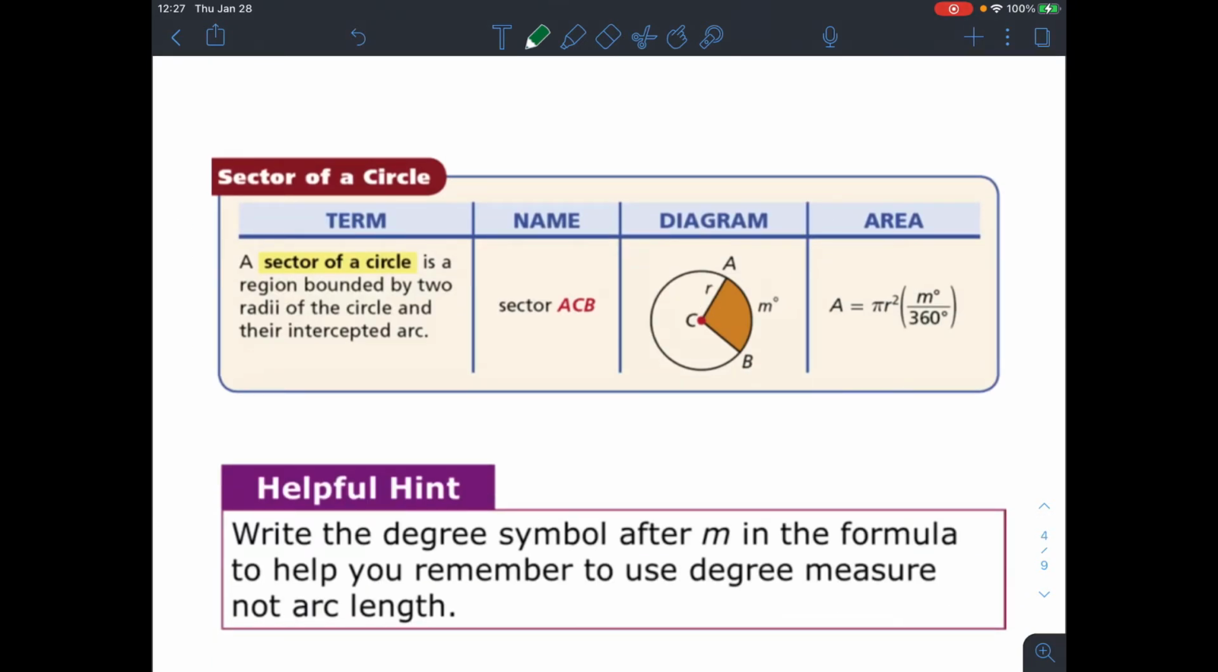Now we're going to talk about a piece of the pie, a piece of the circle, which we call a sector. Okay? A sector of a circle is a region bounded by 2 radii of the circle and the intercepted arc. So in the figure there, that orange colored in piece of the pie is called a sector of the circle.